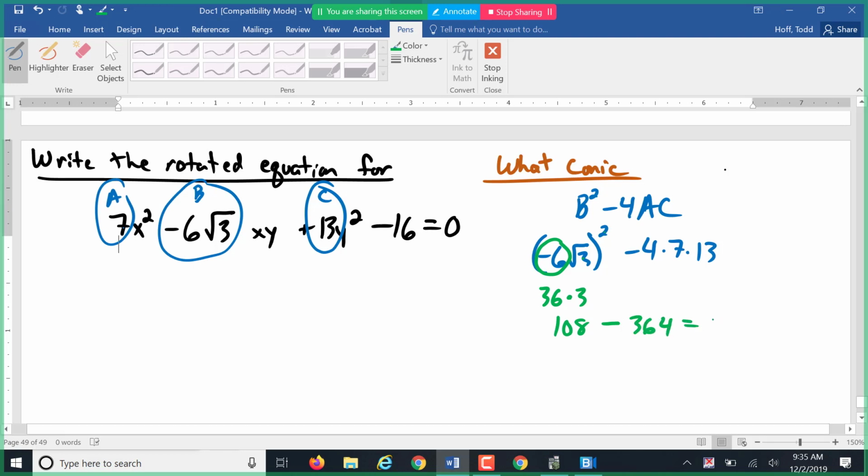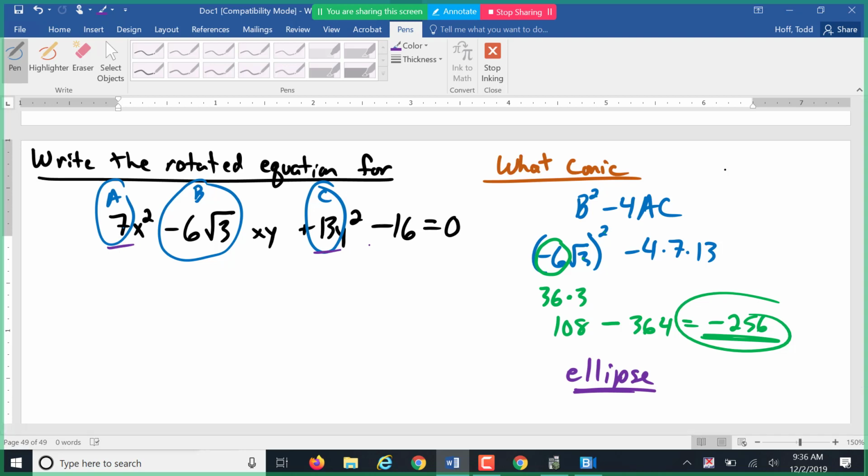Now we don't care exactly what that number is. What we care is that it's negative. And if that's less than 0, we know this is going to be an ellipse or a circle. Most likely an ellipse because the coefficients on the x and y are different.